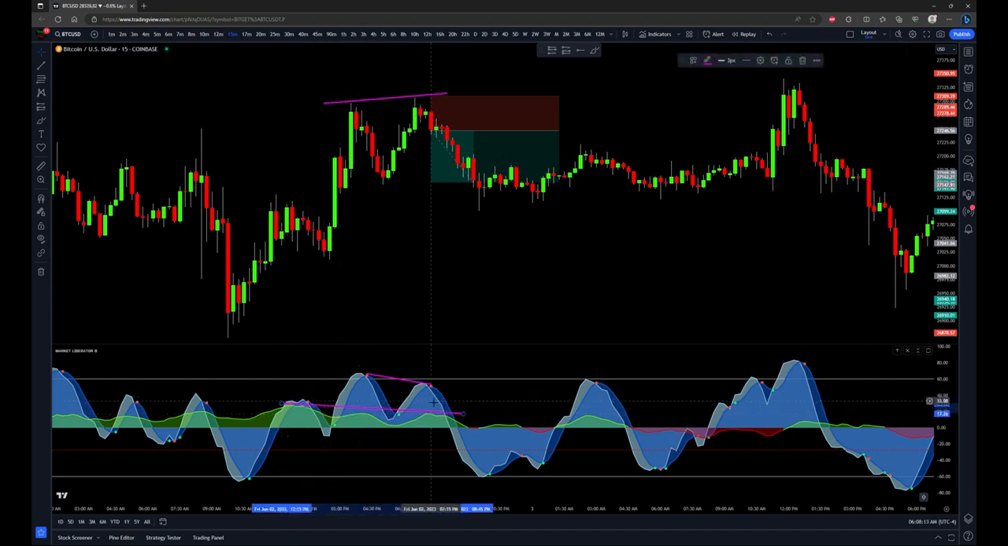We have it here as well. So from this high here, this high here, this high here, we're getting higher highs on price, but lower highs on this green wave, lower high on this blue wave here. Okay, so that's a regular bearish divergence.